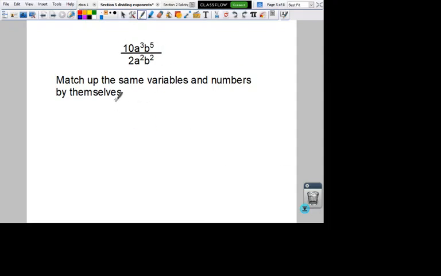Alright, so I have a little bit bigger fraction now. I have 10 a to the 3rd, b to the 5th. The whole thing is divided by 2a squared b squared. So when I do these, it's just like when I multiply, except I'm gonna have a fraction bar here.